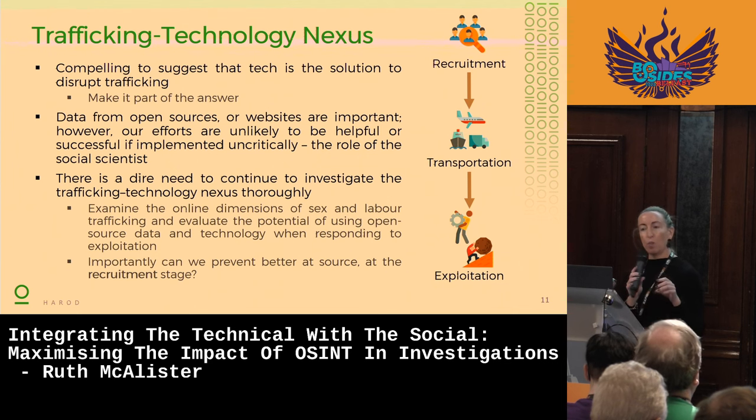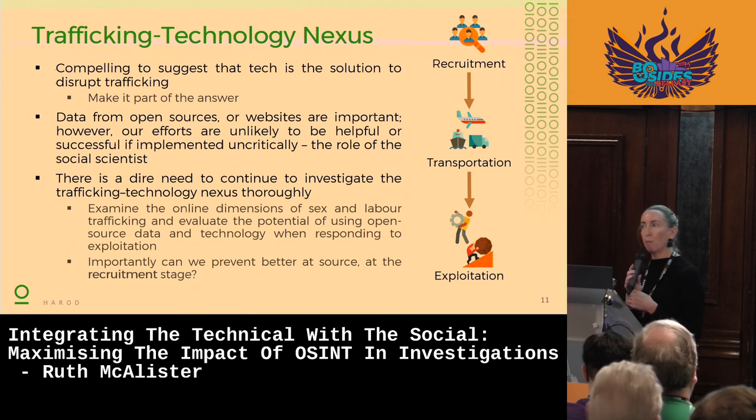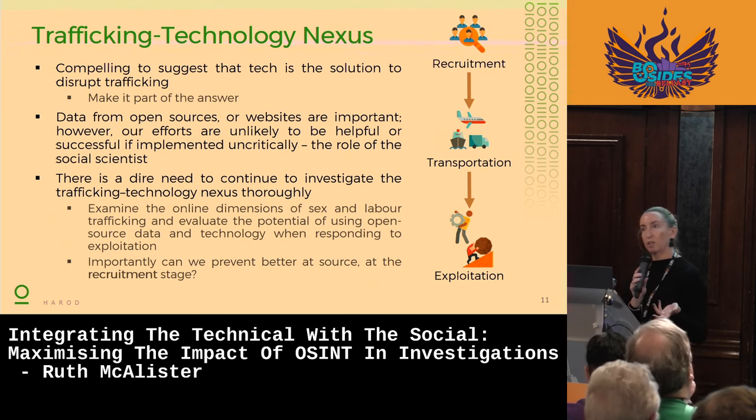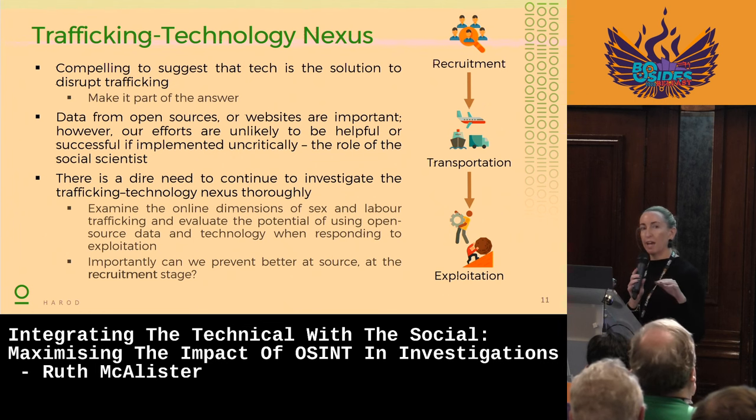So what I really wanted to do was investigate properly and thoroughly how we can reduce the demand at source. How can we prevent the recruitment of human beings into the trafficking arena? So there are three key stages in the trafficking process, as you can see on the screen. You have recruitment, you have transportation, and you have exploitation. I wanted to go to the very front end, the recruitment, to stop it. A lot of work has been done at the end, the exploitation. So how do we better do that?